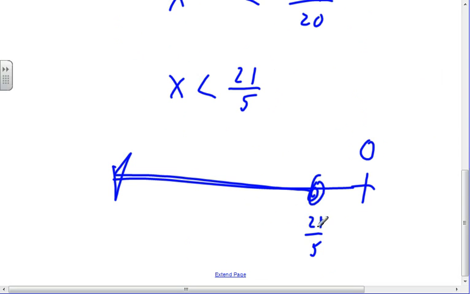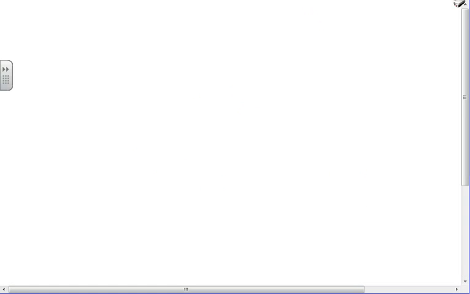It's a positive. Is 21 over 5 positive? Which means 0 is over here. Of course it's supposed to work. Alright, so 0 is supposed to work. But if I had 10, would 10 work? 10 better not.